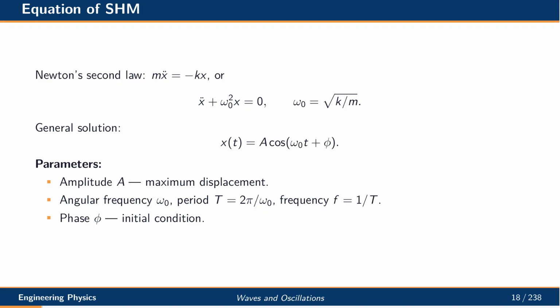Applying Newton's second law to a mass under a linear restoring force gives the differential equation of SHM. Its solution is a cosine function of time. Three parameters describe this motion: the amplitude, which is the maximum displacement; the angular frequency, which sets the period and frequency of oscillation; and the phase, which encodes the initial conditions. Together these define the motion.